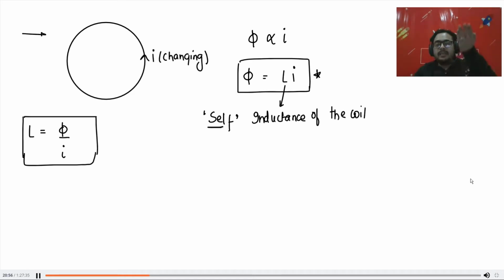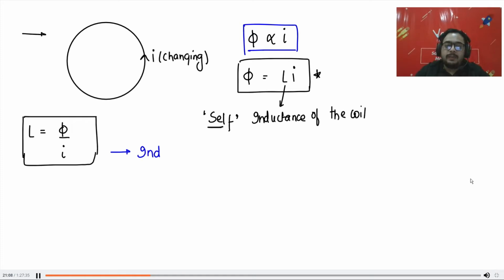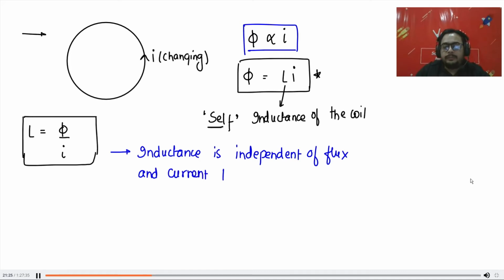Basically, if flux increases, current also increases, so they will cancel out each other. See, phi is proportional to I, and this is a constant for a coil. L is a constant for a coil. So please remember, inductance is independent of flux and current through it.